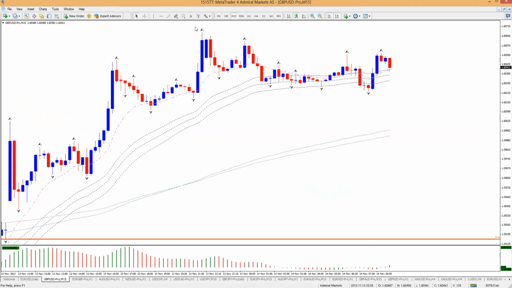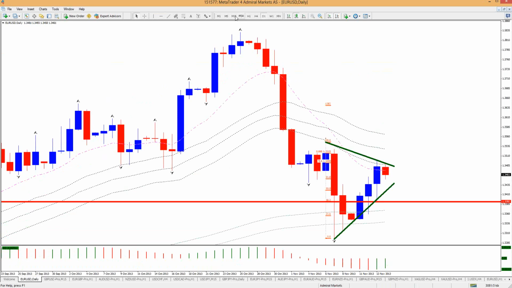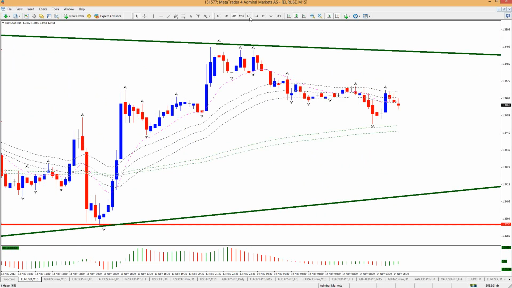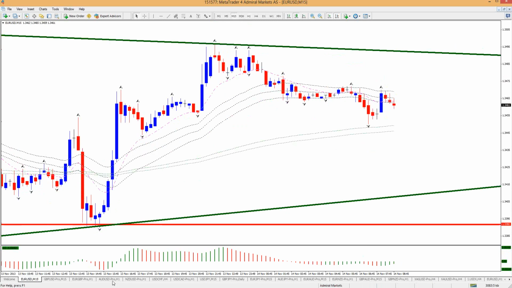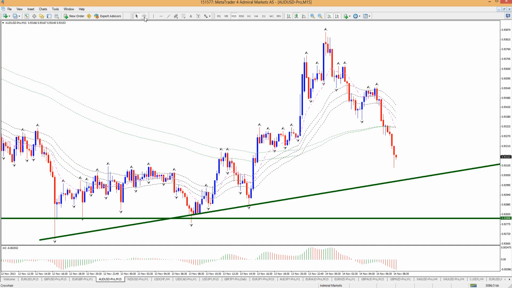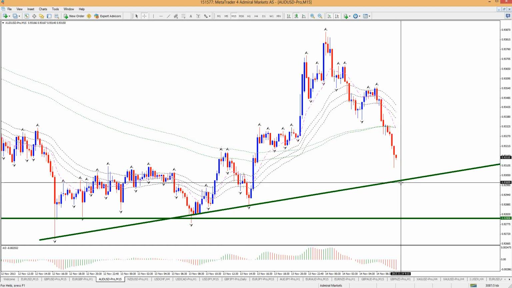So what has happened in the meantime? The pound dollar still not able to break this 50-minute resistance. How about the euro? Euro got a bit of a push up. Nothing much. How about the Aussie? Wow, the Aussie continued to fall, in fact. It's getting close to the support line.